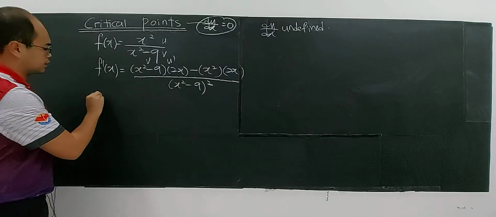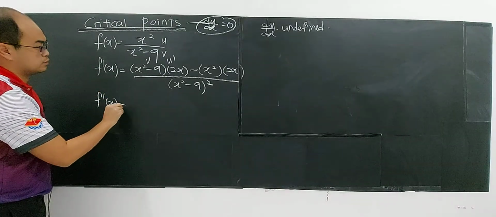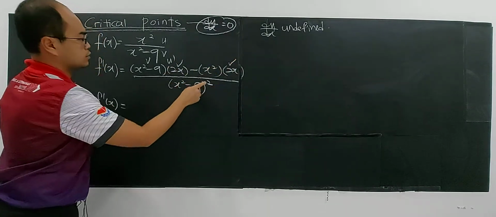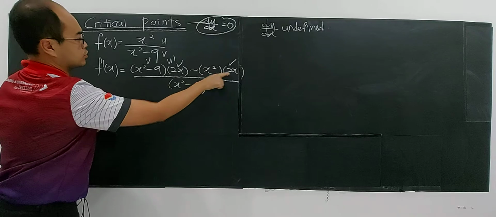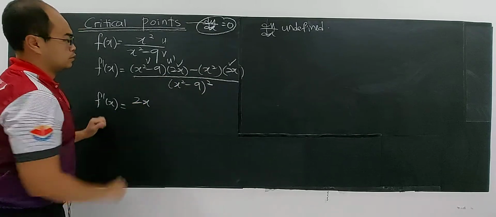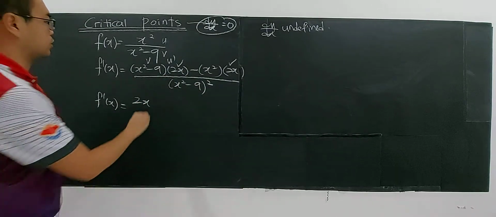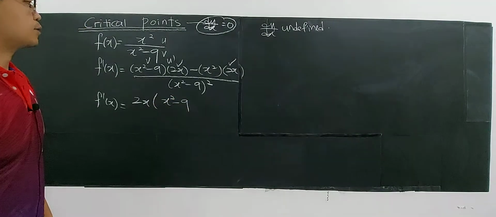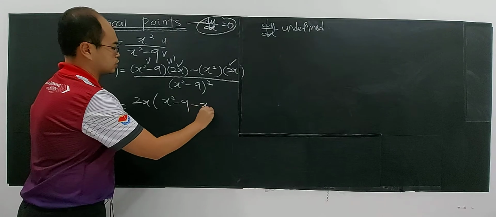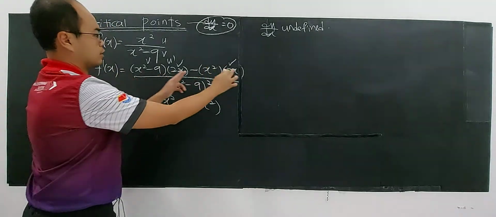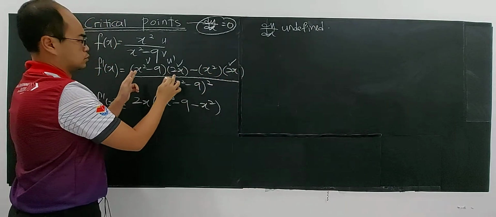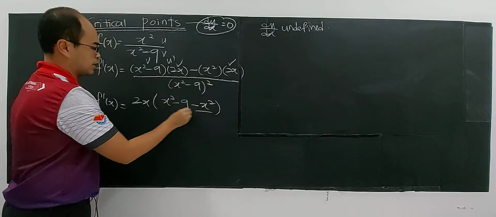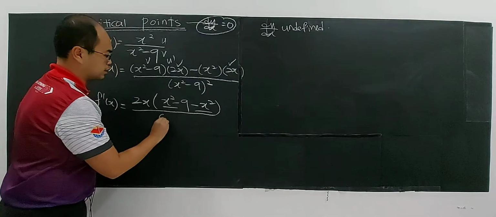So if you're simplifying, you can factor out the 2x. After you factor out the 2x, you will have x to the power of 2 minus 9, minus x to the power of 2, x squared. You've taken out the 2x, so you have x squared minus 9 minus x squared. So this one will eliminate, and you will be getting the remaining.